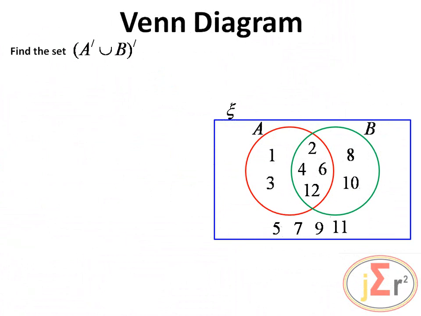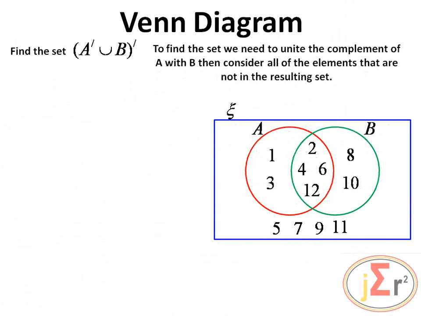Find the set (A' ∪ B)'. To find the set, we need to unite the complement of A with B. See? (A' ∪ B)'. So first we need to find what? The complement of A, and we need to unite that with B. So we find A' and unite it with B. Then we are going to find the complement of the result. So to find the set, we need to unite the complement of A with B, then consider all of the elements that are not in the resulting set.